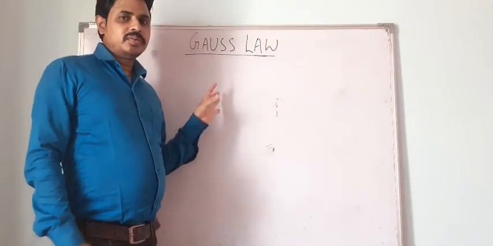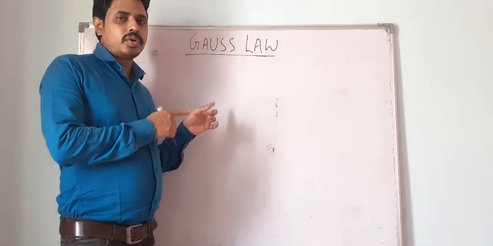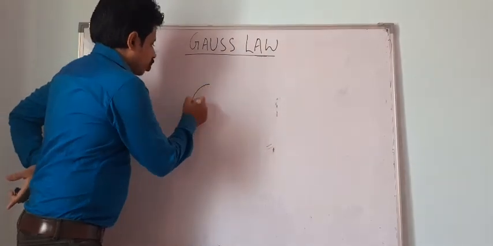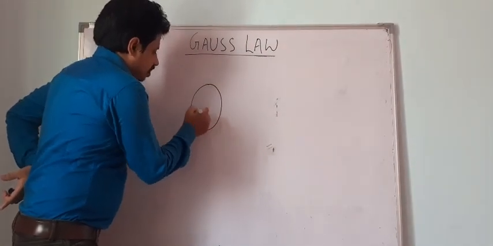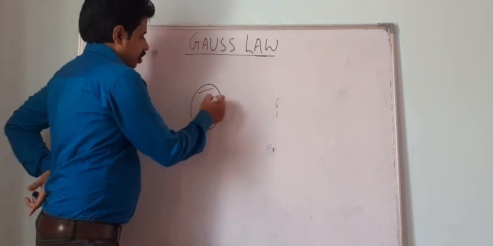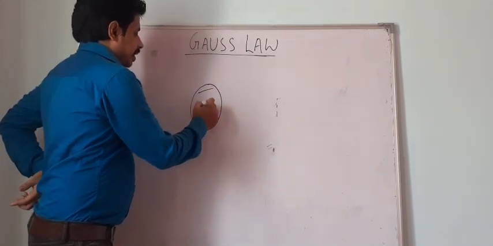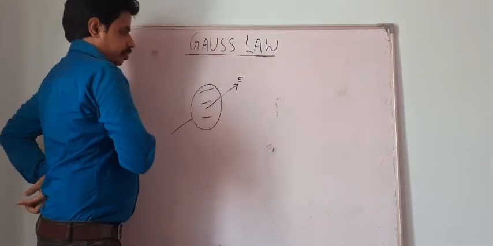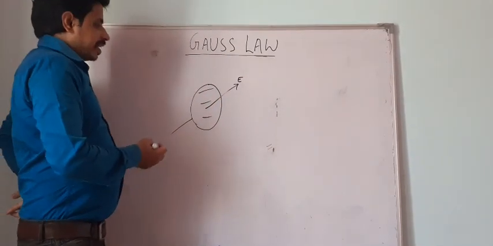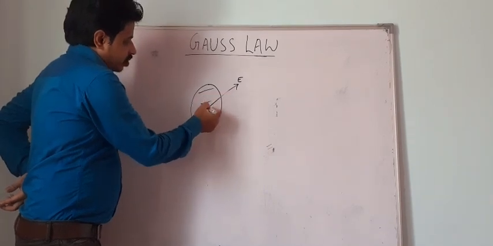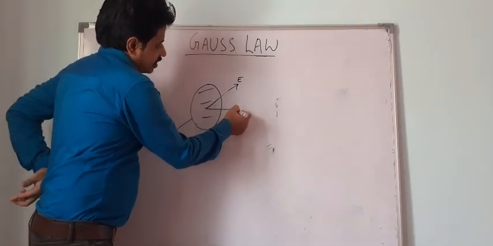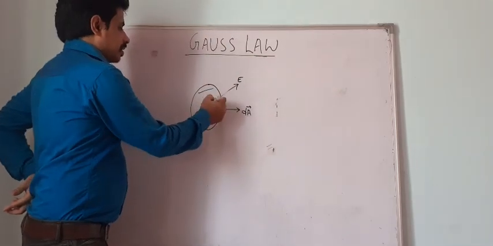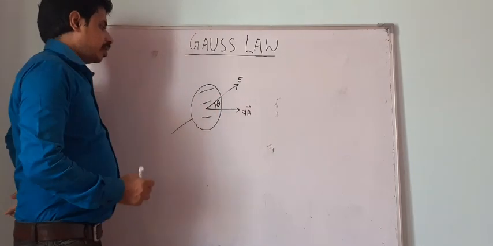So though we have discussed all those things in the previous video, but still once I recall the concept of electric flux. Suppose there is an open surface and an electric field E passes through it, and let the area vector of this surface is toward this direction, perpendicular to the surface, and the angle is theta.